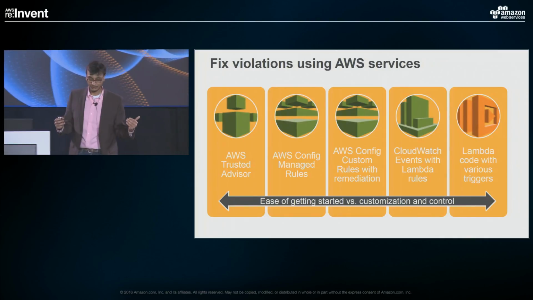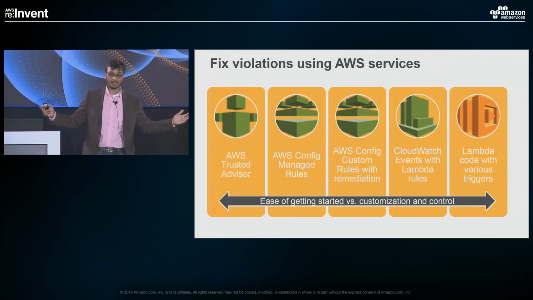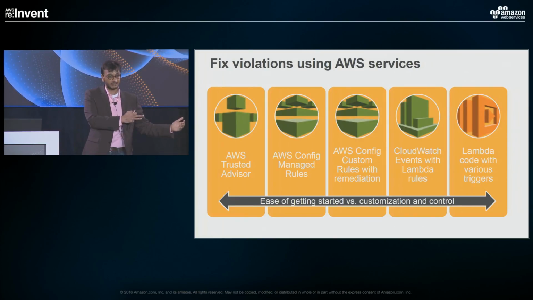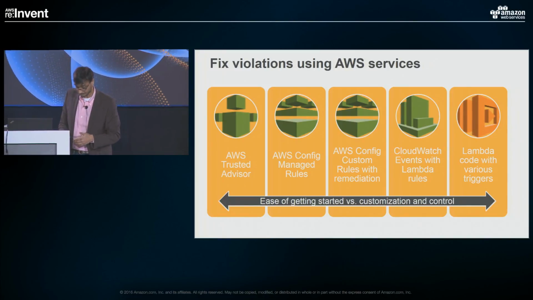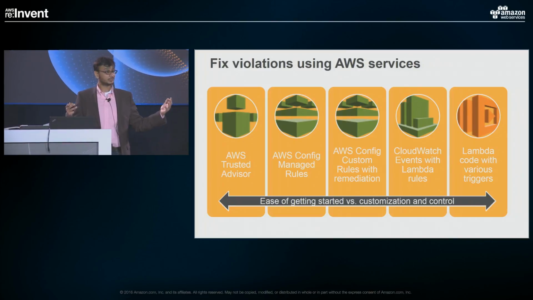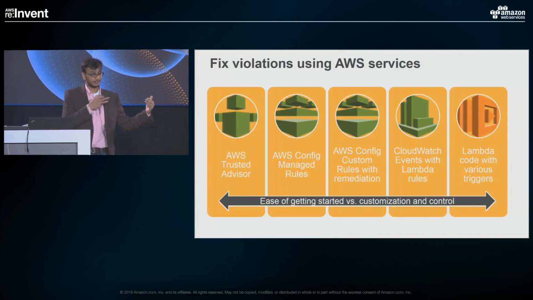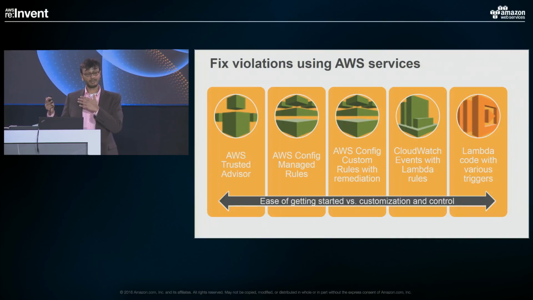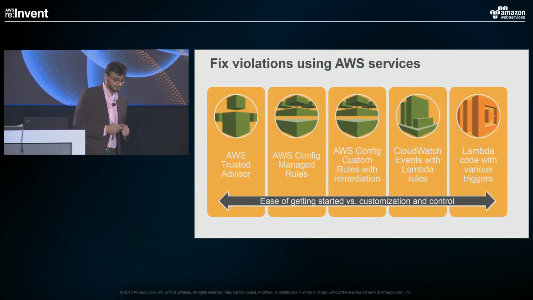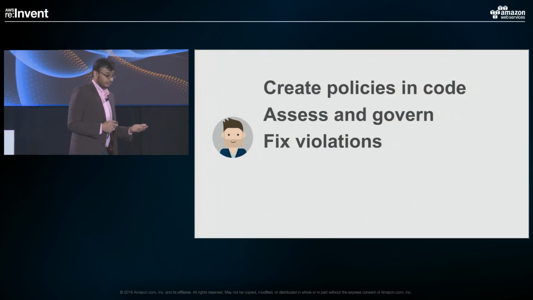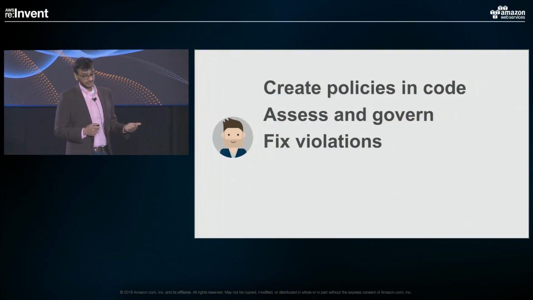Now, for fixing things, you have a broad set of options, right? You have Trusted Advisor that's creating awareness. You have Config managed rules that are also creating awareness for specific resources, custom rules with remediation, and we saw examples of using CloudWatch events with Lambda. So depending on how sophisticated you want to set up your infrastructure, you have the simplest option to the most, not complex, but most building blocks type of option. Fix violations was something we just saw.